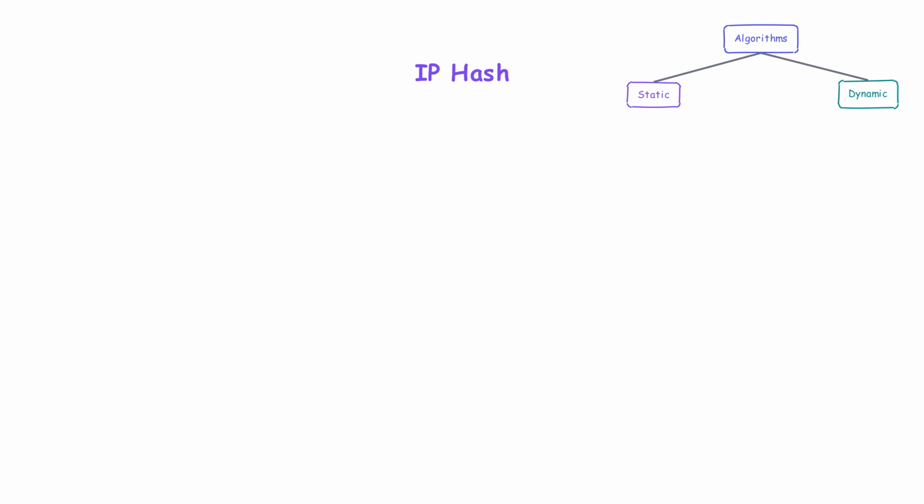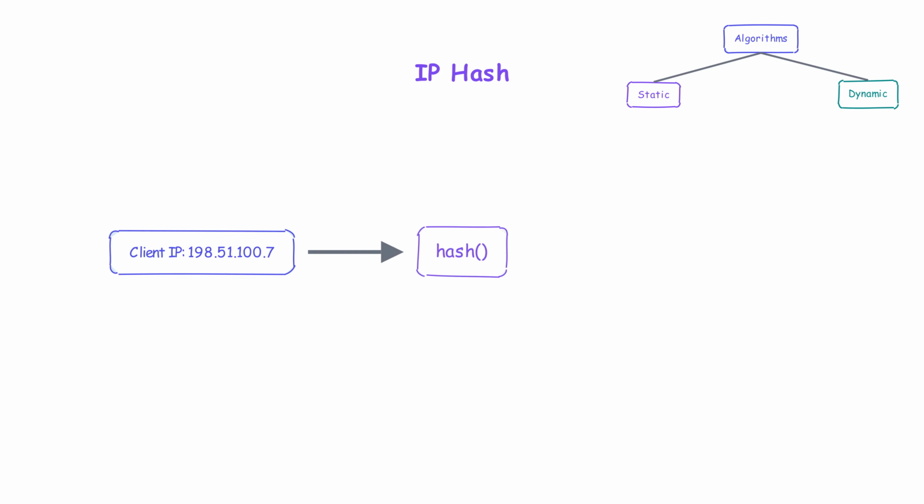The third major static method is IP hash. Here, the load balancer takes the client's unique IP address, runs it through a mathematical formula called a hash function, and generates a specific server destination. Why do this? Because it guarantees session persistence.